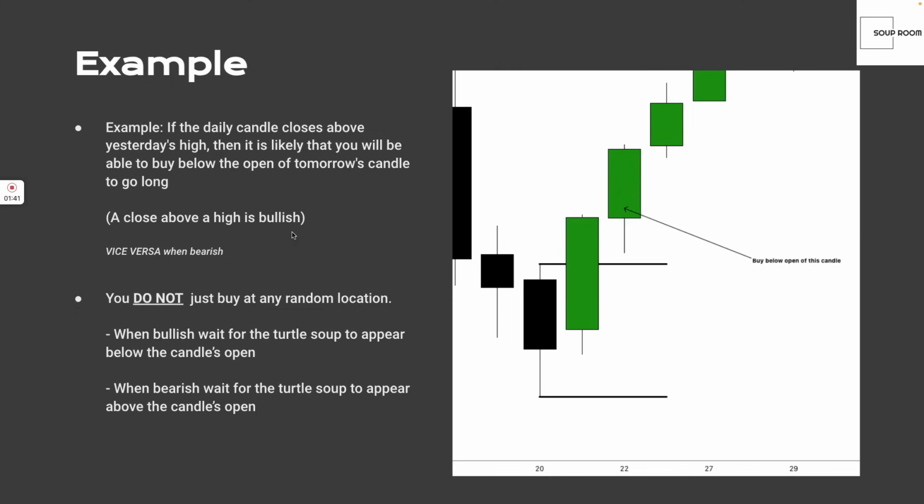Simple. It's the opposite when bearish. So when we are bearish, we wait for the turtle soup to appear above the candle's open. You will often see the turtle soup form at a very specific level, and that is where you want to enter. So firstly, you need to wait for the turtle soup to appear below the open of this candle, and then you can enter long.